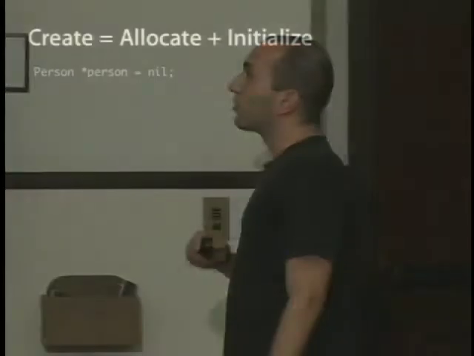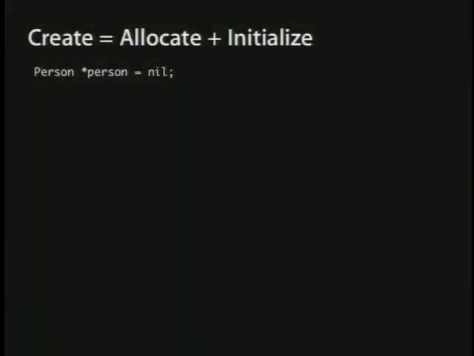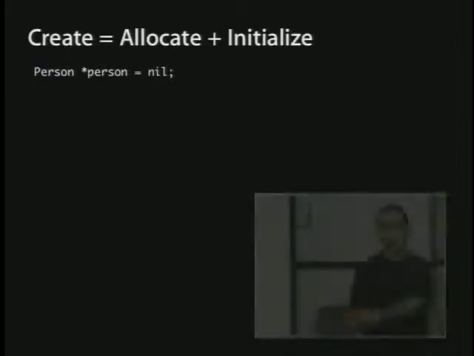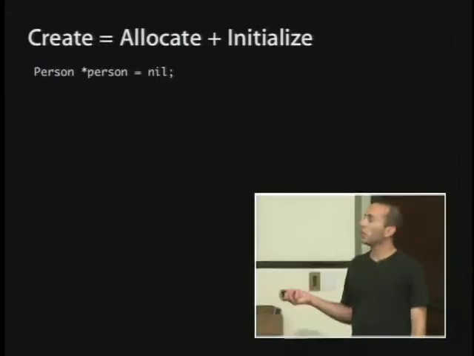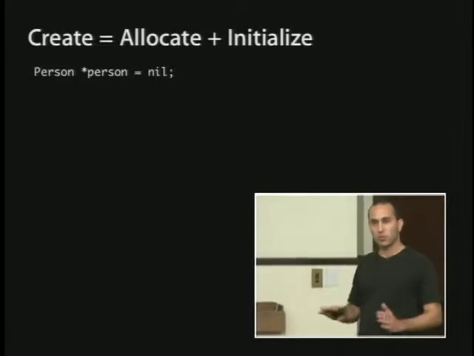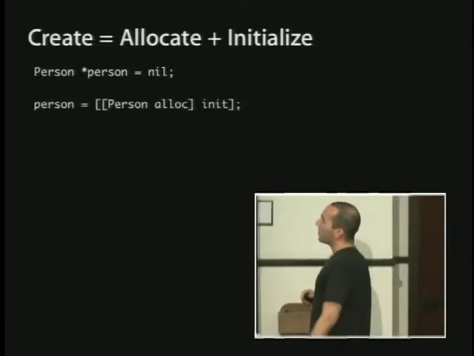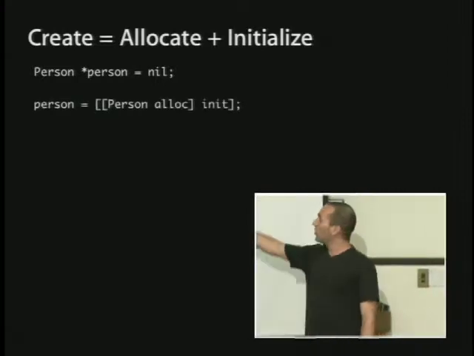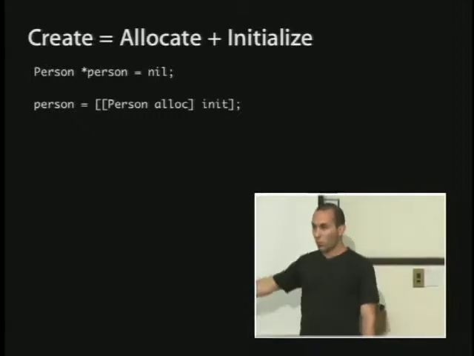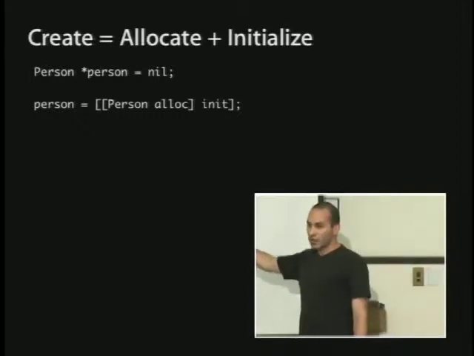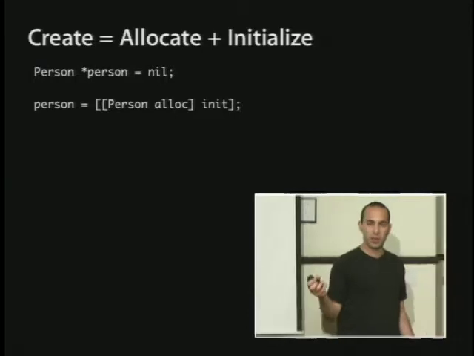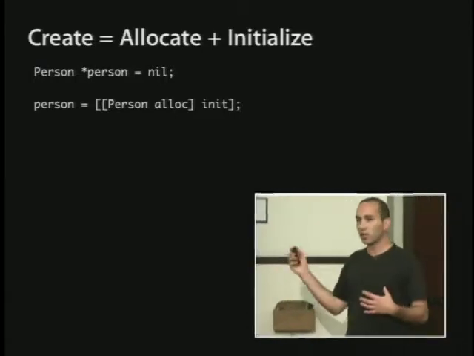So here's an example of allocating and initializing. The first thing we're going to do is declare our object instance up at the top. So it's a Person star. We're going to assign nil to it just so it's clear. And then we're going to alloc and init. You notice here that it's two method calls you're making. One on the class, which is the alloc, and then we're going to call init on the instance that comes back from alloc.